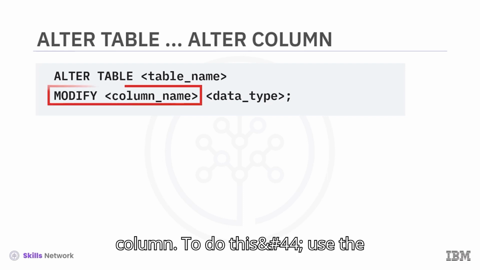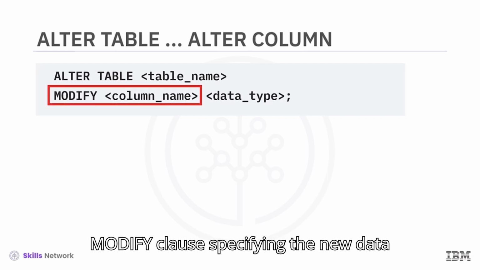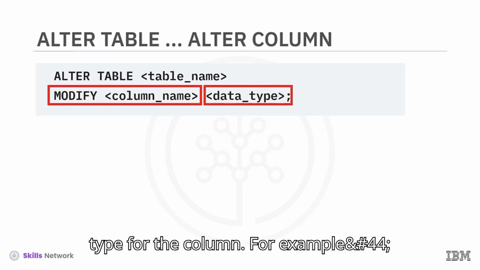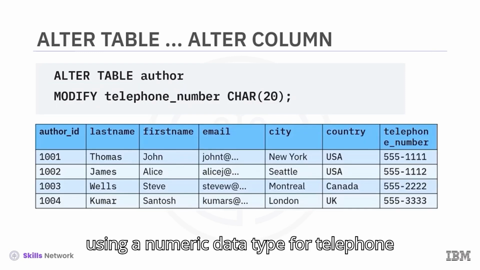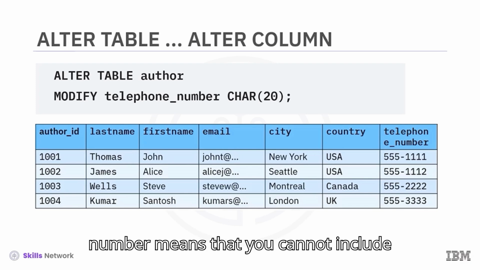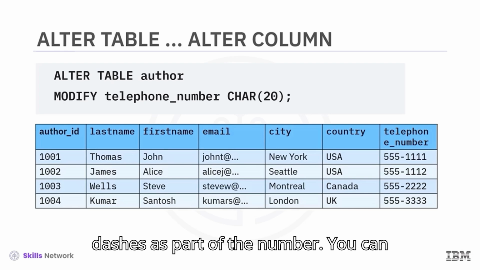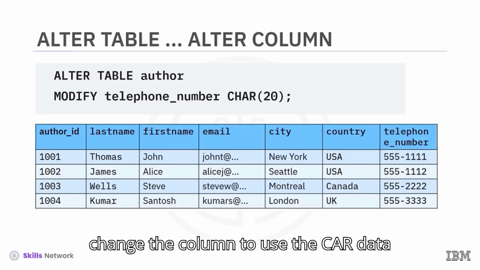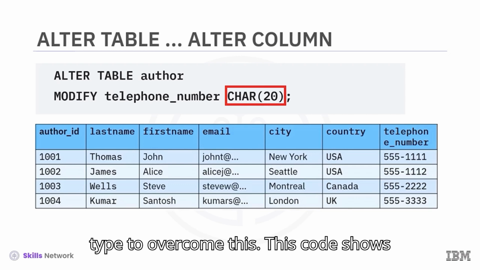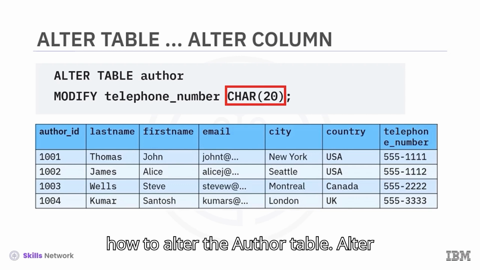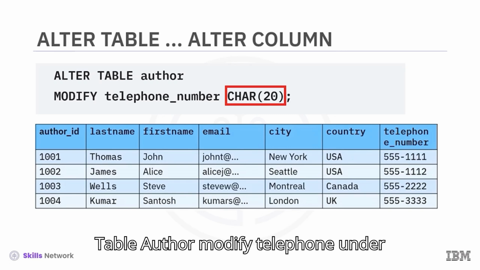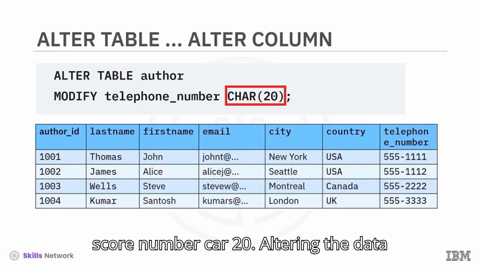You can also use the alter table statement to modify the data type of a column. To do this, use the modify clause specifying the new data type for the column. For example, using a numeric data type for telephone number means that you cannot include parentheses, plus signs, or dashes as part of the number. You can change the column to use the char data type to overcome this. This code shows how to alter the author table. Alter table author, modify telephone_number, char 20.